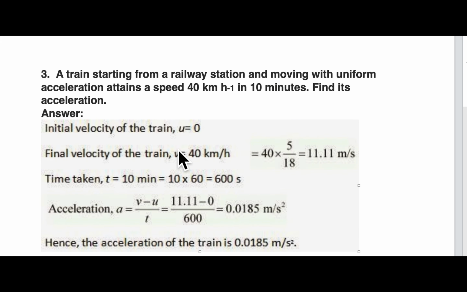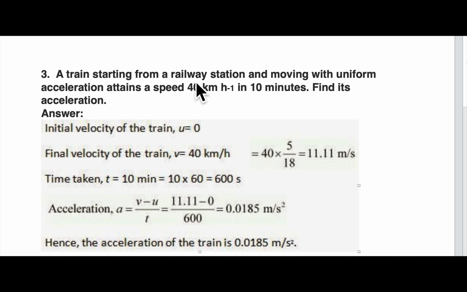Next numerical on the same page. Third question. A train starting from a railway station and moving with uniform acceleration attains a speed of 40 km per hour in 10 minutes. Find its acceleration. What do you have to calculate? A, acceleration. What will be the formula? A is equal to V minus U upon T.